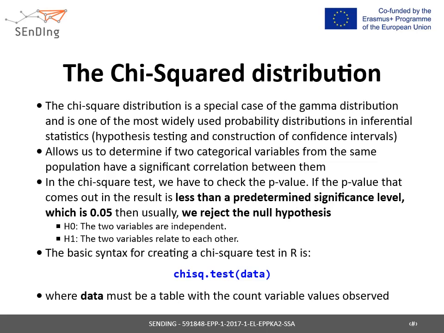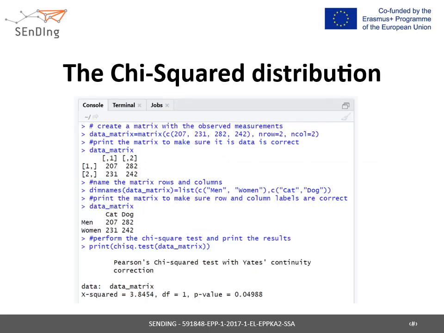To perform the chi-square test in R, we use the function chisq.test and pass the data as an argument. Data must be in the form of a table containing the count variable values observed. In the example below we apply the chi-square test to a data matrix concerning owner gender and pet, either cat or dog, and examine if there is a statistical correlation between the 2 variables, meaning gender and pet preference. Since we get a p-value less than the significance level of 0.05, we reject the null hypothesis and conclude that the two variables are in fact dependent.